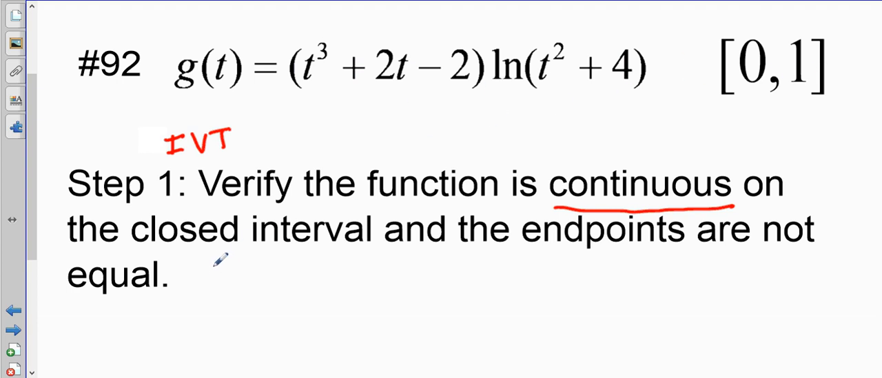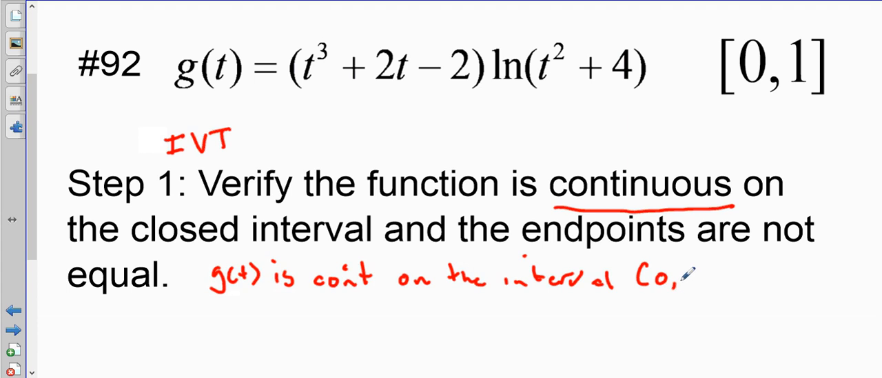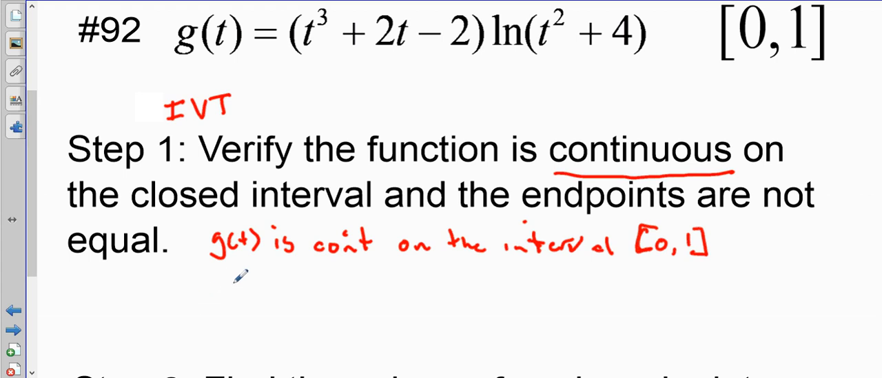So we would say that g of t is continuous on the interval from 0 to 1. Once we state that, now we're going to make sure that our endpoint values are not equal.